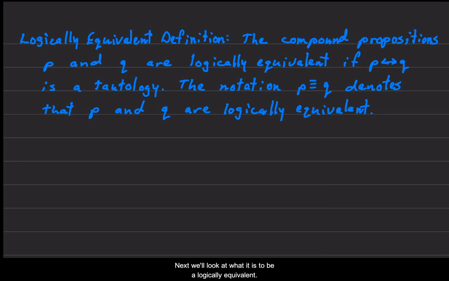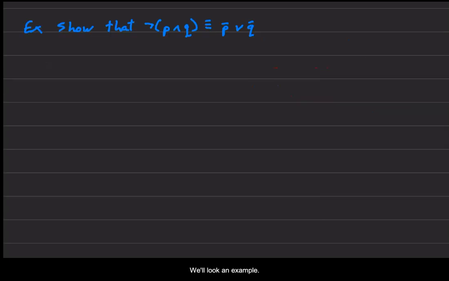Next, we'll look at what it is to be logically equivalent. The compound propositions P and Q are logically equivalent if P if and only if Q is a tautology. The notation P is logically equivalent to Q, using the three-line equal sign, denotes that P and Q are logically equivalent.